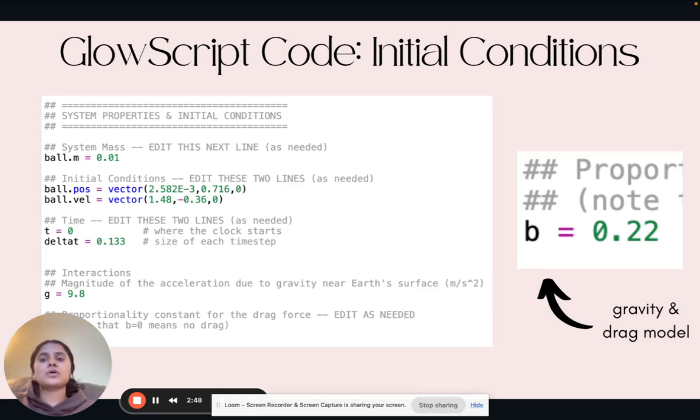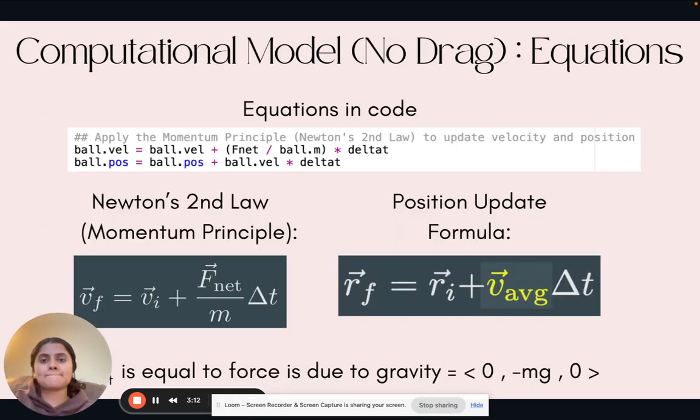So for my GlowScript code, here are the initial conditions. I have my system's mass stated there, and then I have my initial conditions of position and velocity, and then my time, the delta t, and gravity. And then on the right, it shows for if there was drag. The proportionality constant would not be zero. If it were to be zero, there's no drag.